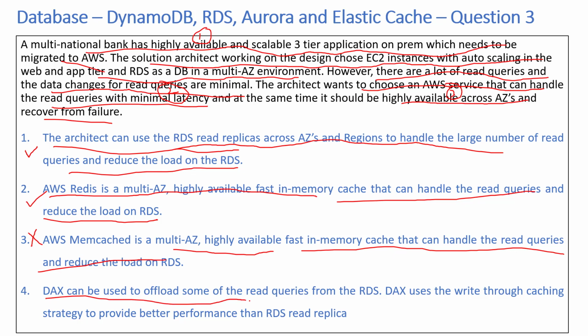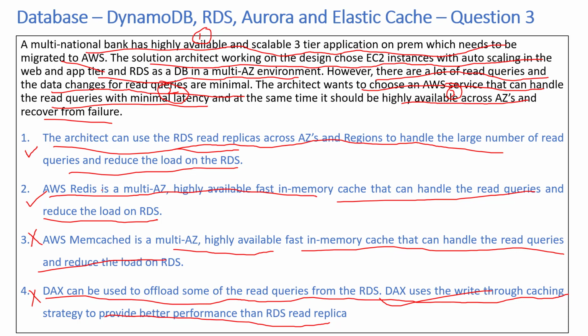Now, DAX can be used to offload some of the read queries from RDS. DAX uses the write-through caching strategy to provide better performance than RDS read replica. So that is true. DAX is used for write-through caching strategy, and it can offload some of the read queries. But DAX is used not for RDS but for DynamoDB. So this is incorrect. Now we have to choose between the first and second.